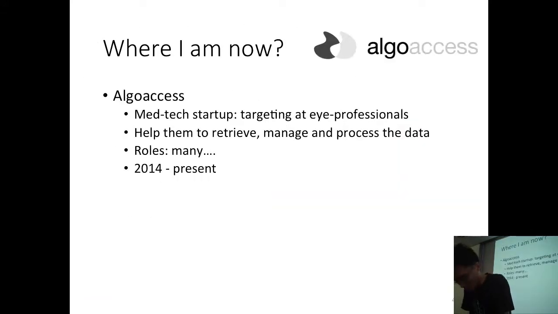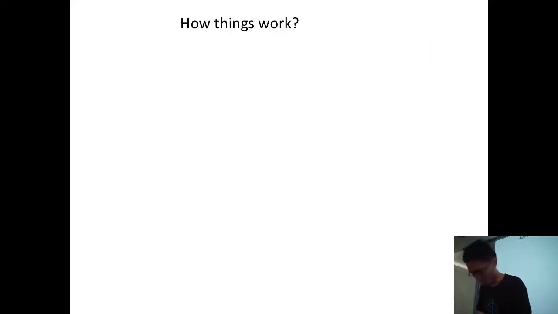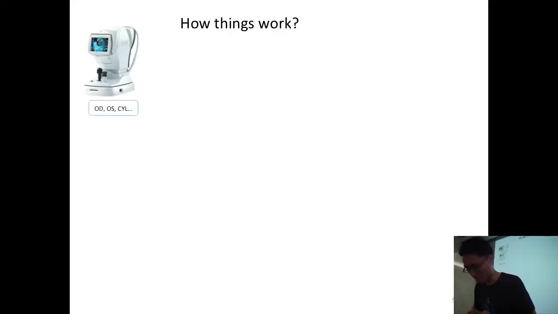So where am I currently working? I'm working at a company called Algo Access. This is a medtech startup that helps opticians to retrieve, manage, and process their data. So what's the workflow like in my company? We deal with machines like this. This is an optician machine that helps to measure your eyesight.